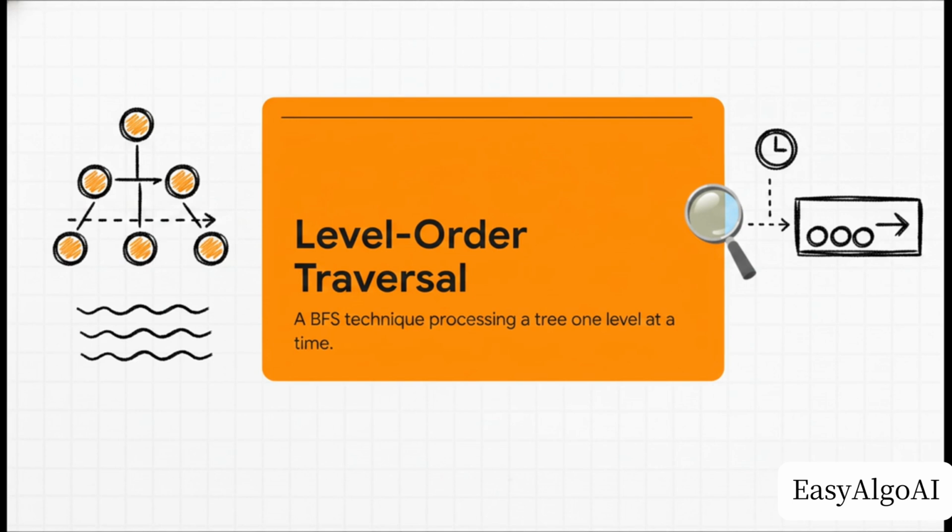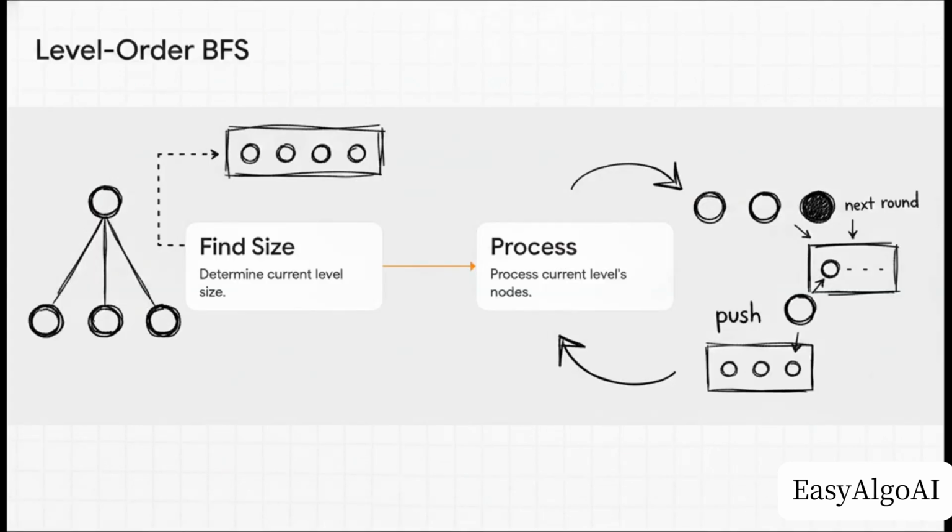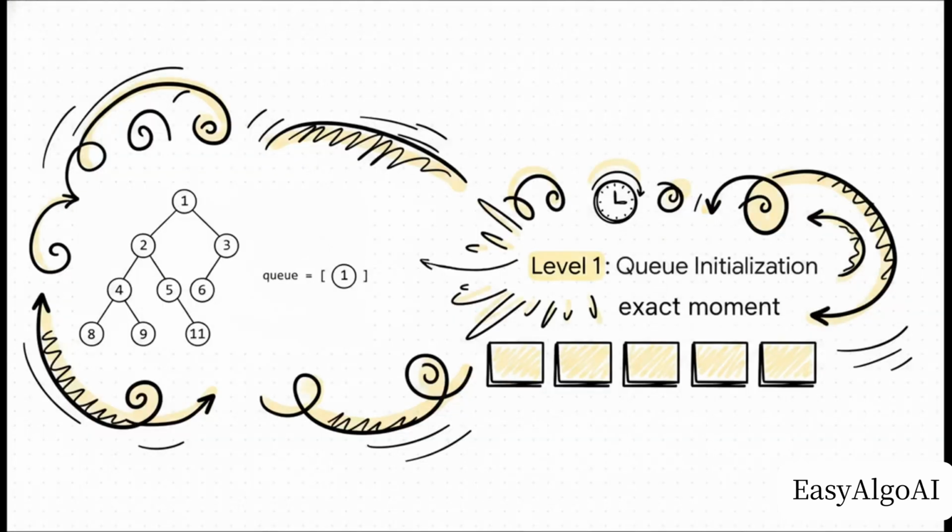The fundamental concept to keep in mind here is that the children of the current level's nodes make up the entirety of the next level. To actually execute this, we can break the core logic down into two incredibly simple steps right inside our main loop. Step 1, determine the level size. By checking the exact size of our queue right before we start popping nodes, we know exactly how many nodes exist on that current level. And then step 2, process that current level. We just pop those nodes out one by one and immediately push their children into the queue for the next round.